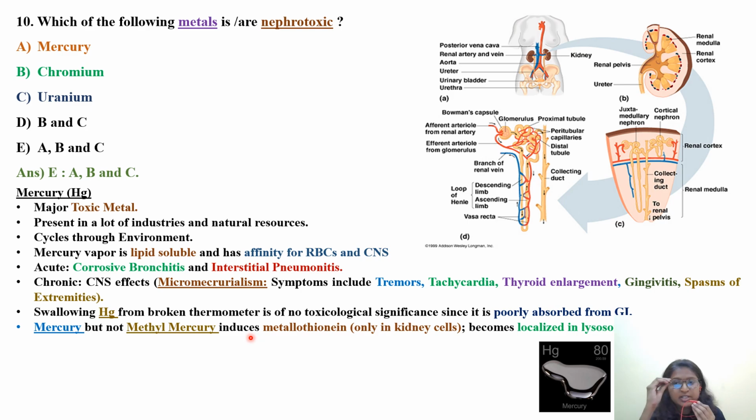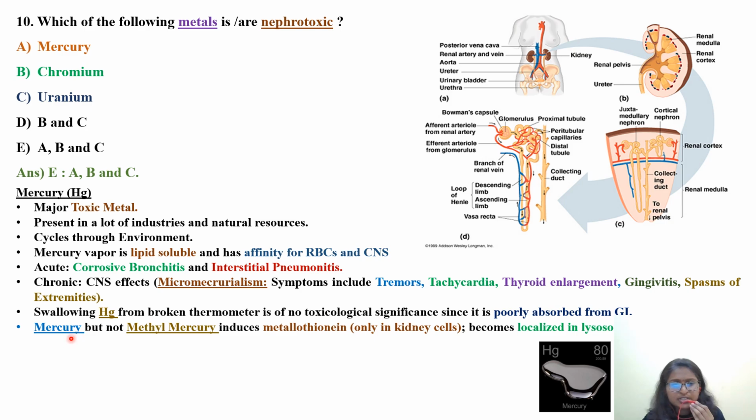Again, we need to understand that mercury exists in two forms. One is organic mercury, another is inorganic mercury. Organic mercury, the best example is methyl mercury, and for inorganic mercury, mercury chloride is there. Other mercury salts are also available. So what it is stating is, but not methyl mercury.